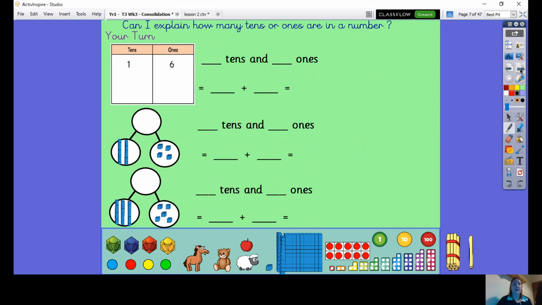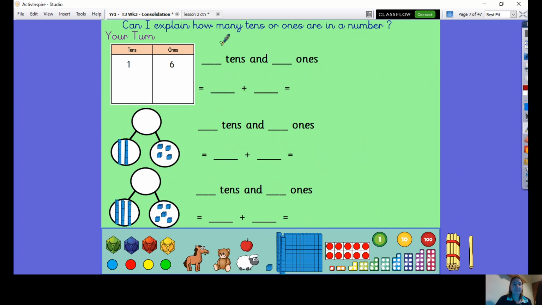Okay, so I'd like you to pause the video there, and I'd like you to have a go at that. So you're thinking about tens and ones, but then also partitioning it. So if you're saying 1 ten, what is 1 ten? If you're saying 2 tens, what does 2 tens mean?